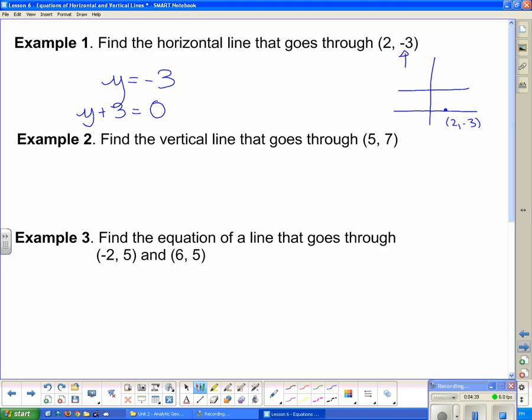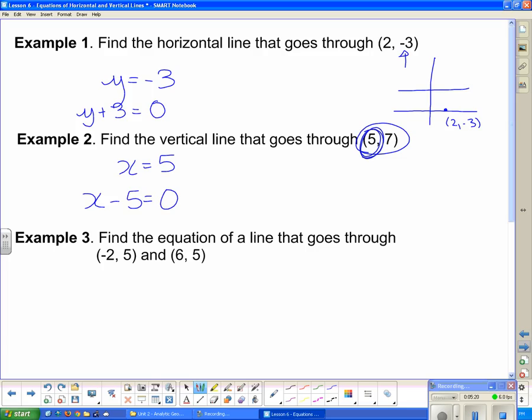So let's say I learned my lesson from the first one. I'm not going to bother sketching it. I'm not going to bother overthinking it. I know it's a vertical line. And on a vertical line, all the x values are the same. So a vertical line that goes through this point, all the x values are going to be 5. So I'm going to write x equals 5. And if I want it in standard form, I subtract 5 from both sides, and I get x minus 5 equals 0.